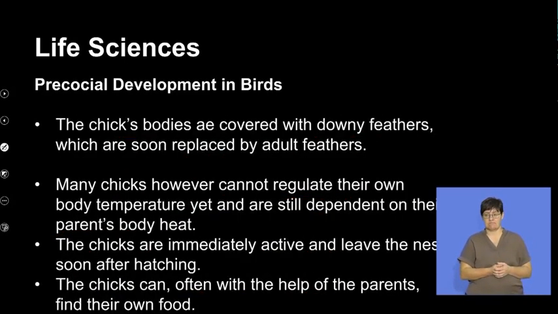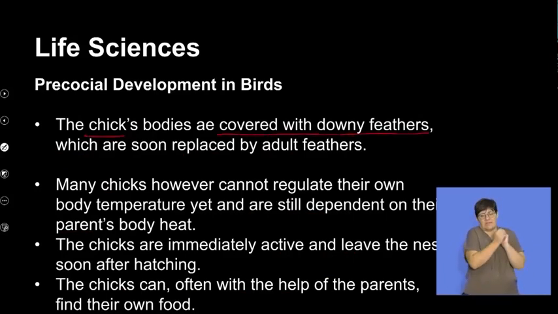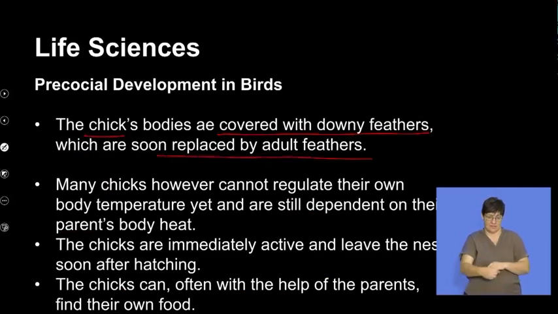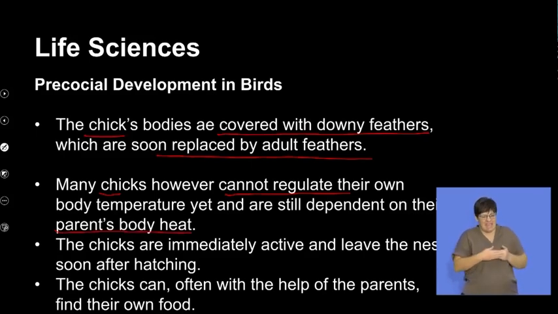Right. So you'll find that the chickens' bodies are covered with downy feathers, and these are the feathers that keep them warm, and soon after development these feathers are replaced by adult feathers. Many chicks, however, cannot regulate their own temperature, and they rely on their parents' body heat. So you'll find that often the parents will be around them to offer some amount of parental care in terms of heat that allows the chicks to develop.